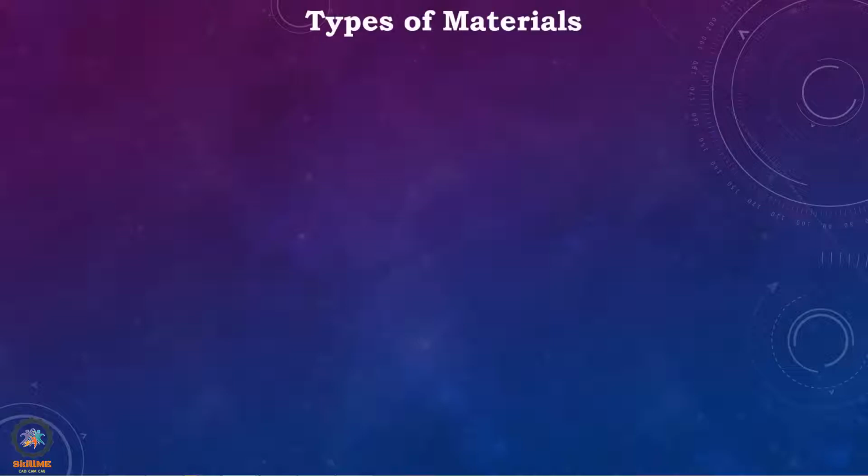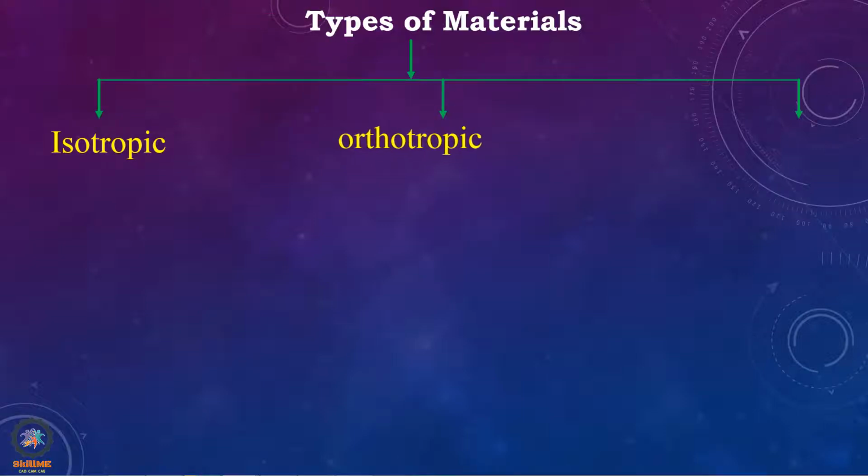In today's session, we will see what the different classifications of materials are. We already know that materials can be classified as metals, ceramics, polymers and composites. But there is another classification of material based on how the property is going to change with respect to direction. So here we have three types of material. One is called an isotropic material, the second is called an orthotropic material, and the last one is called an anisotropic material. Let's have a detailed look at each of them one by one.